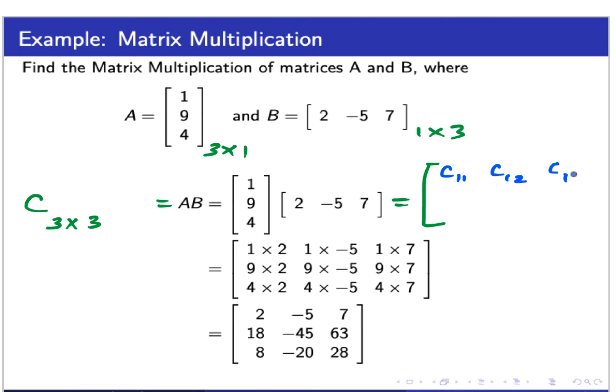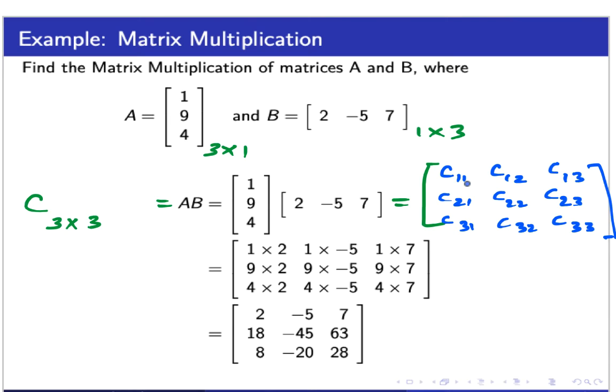C12, C13, C21, C22, C23, C31, C32, C33. Remember, when you multiply A with B, you get a new matrix C, which is of 3 by 3 size. 3 by 3 size means 3 rows and 3 columns. And it is much better to write it in the form of the general matrix with the subscripts of every element. Now, when I want to write down the elements, let's look at C11.